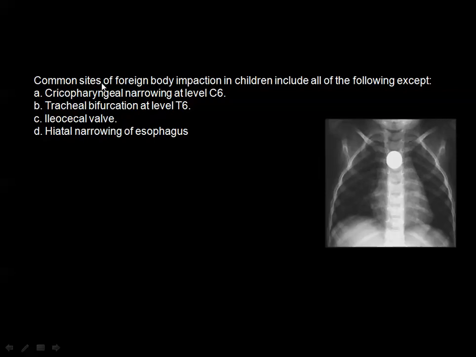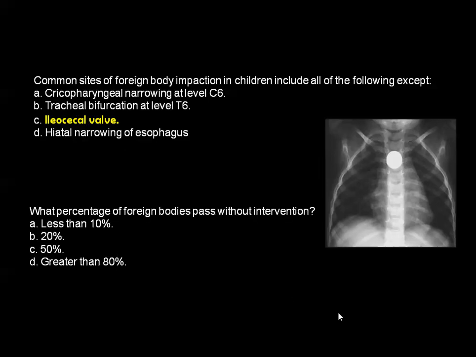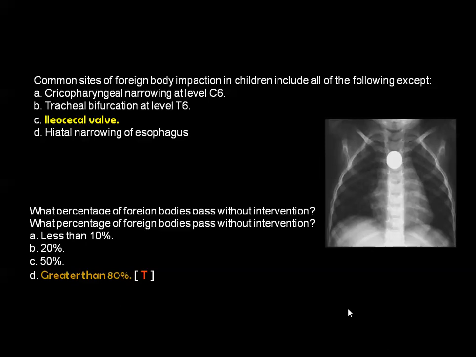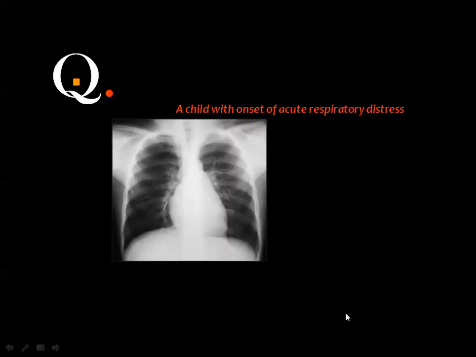And the common sites of foreign body impaction in children, for foreign bodies in the esophagus, are these areas except one: the cricopharyngeal narrowing at the level of C6, the tracheal bifurcation at the level of T6, the ileocecal valve, and the hiatal narrowing of the esophagus. All these are sites of impaction except the ileocecal valve, since most of the foreign bodies that reach the ileocecal valve will pass outside. What percentage of foreign bodies pass without intervention? They are in the range of 80% of foreign bodies that pass in the gastrointestinal tract without intervention.